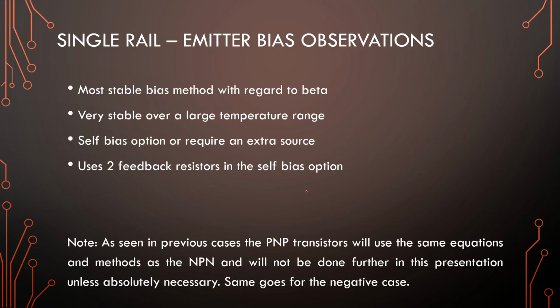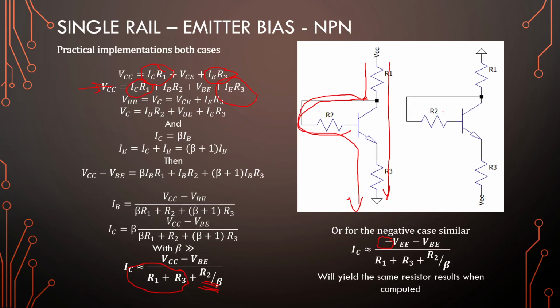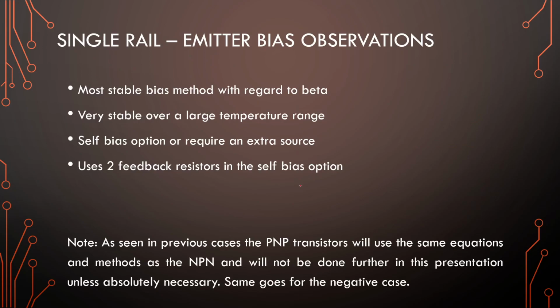Okay, so some observations. It's more stable with regard to our beta value. It will be more stable over a large temperature range. We don't need extra source if we use the self-bias method, so the collector feedback. And we have two feedback resistors in this option.